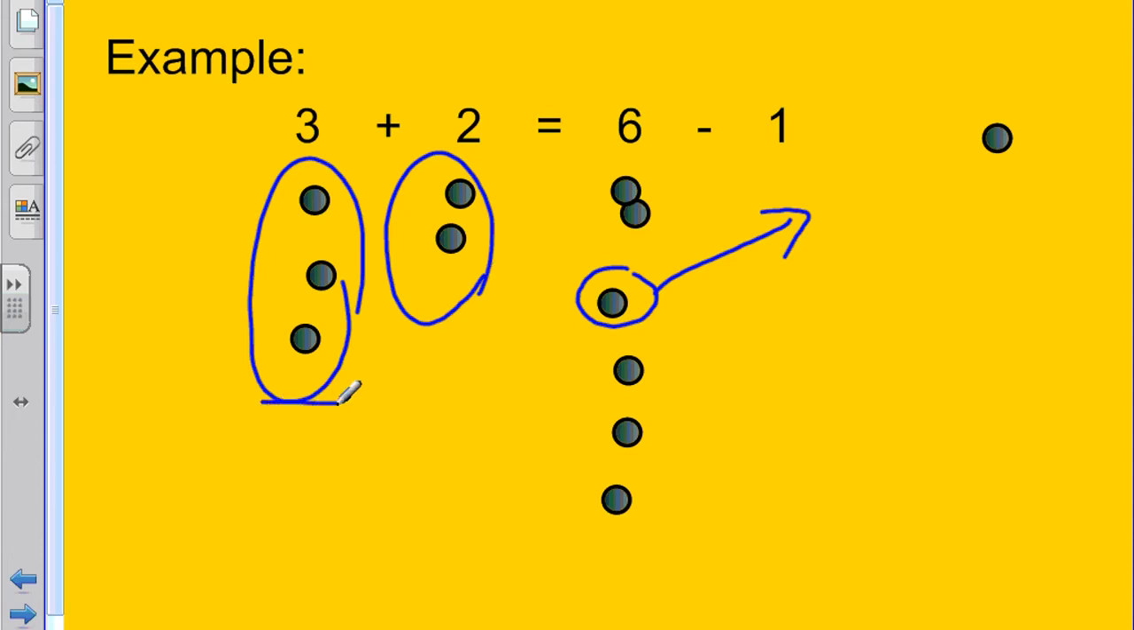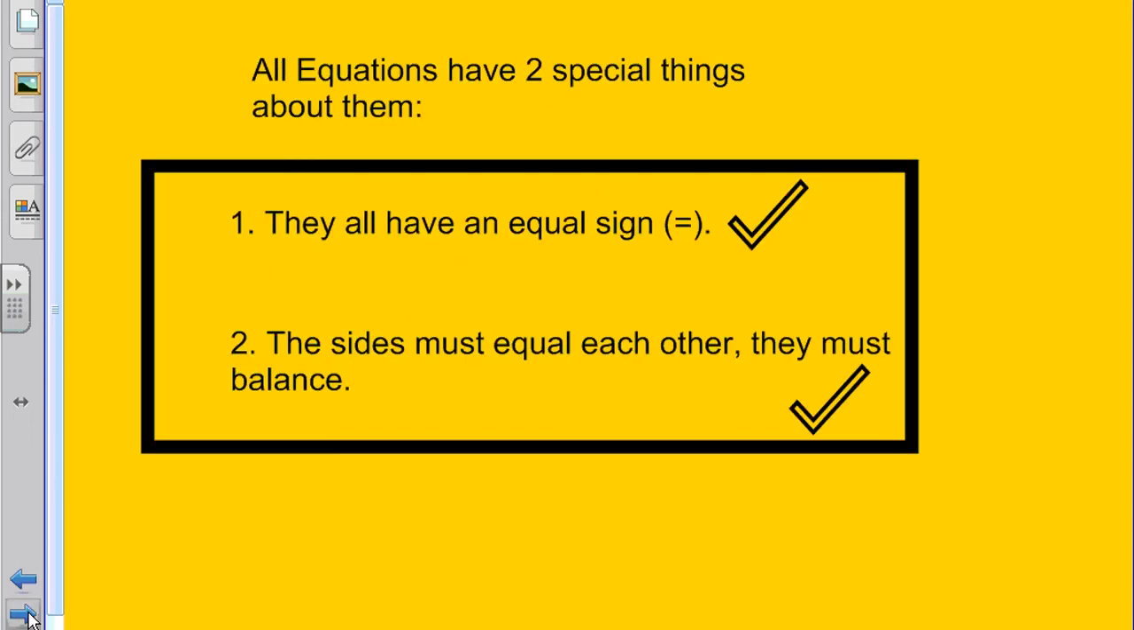Alright, so we have 3 things over here, and 2 more things should give us a total of the same amount when you take 6 and subtract 1 from it. So we have 5. Is there 5 over here after this one goes away? Yes, there is. So this remains balanced. Alright, let's go on to our next question.